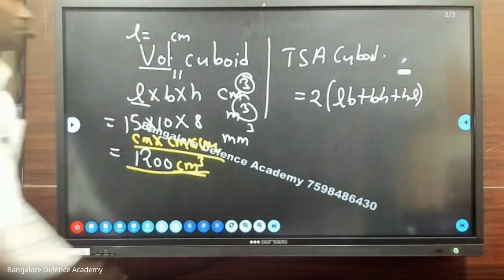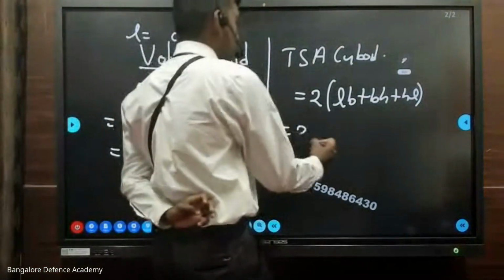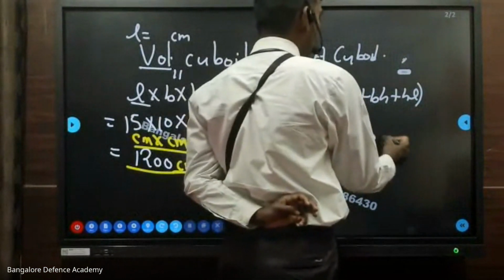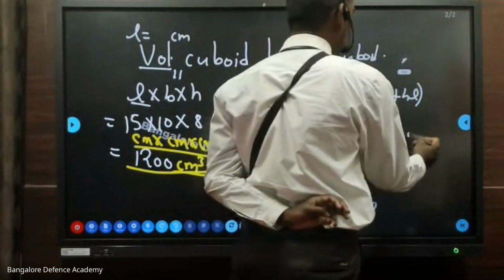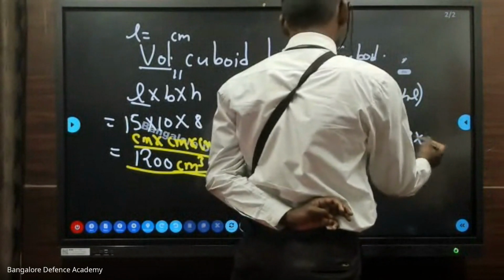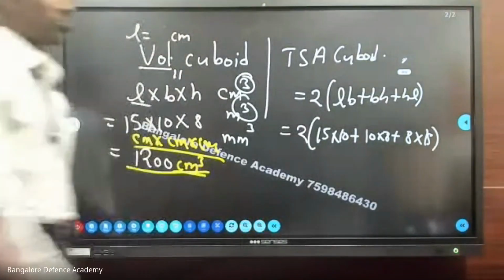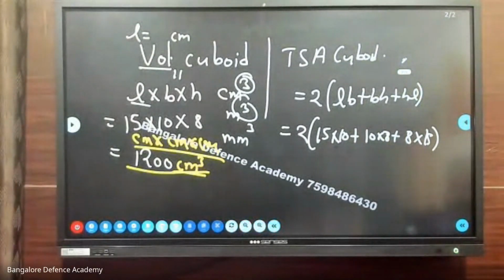ओके. अभी ये है टोटल सरफेस एरिया. So 2 into 15 into 10. Okay, then 10 into 8, then 8 into 15, correct? ऐसा. इसको मल्टीप्लाई करो आपका आंसर मिलेगा 700.